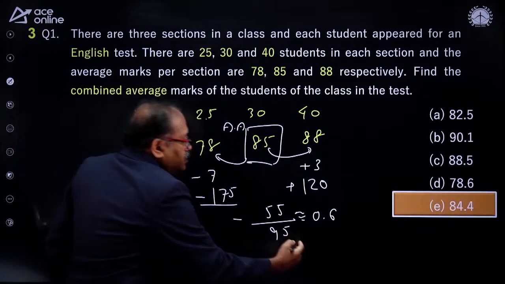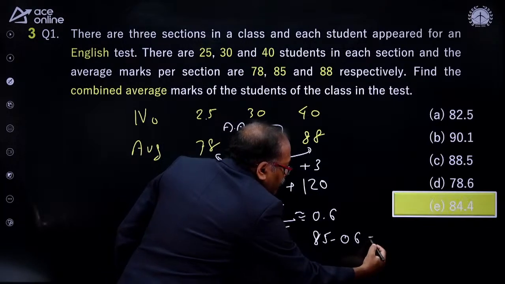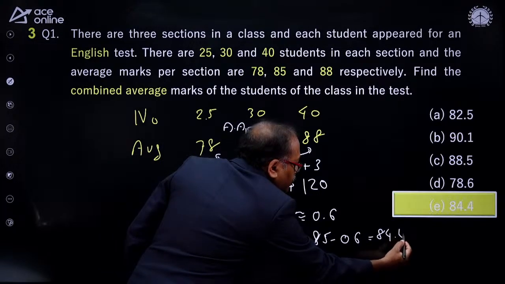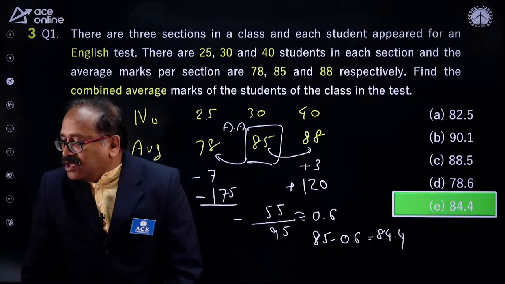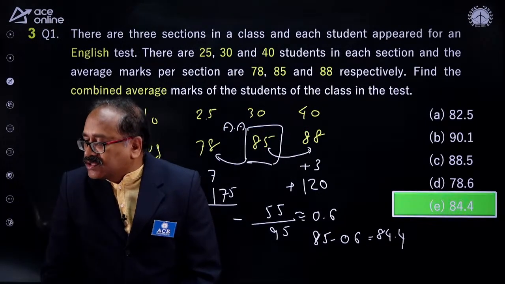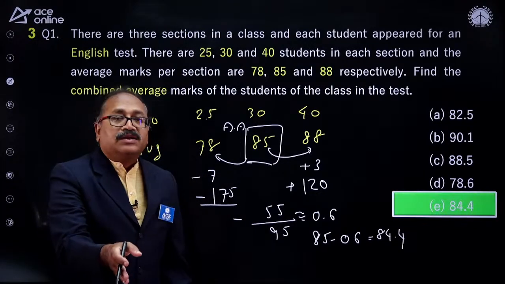So let's do that. This is 85, and 85 minus 0.6, you are getting 84.4, which you have rightly answered, option E. Option E. Anil Kumar, that's right sir. Okay, hope everyone understood it.